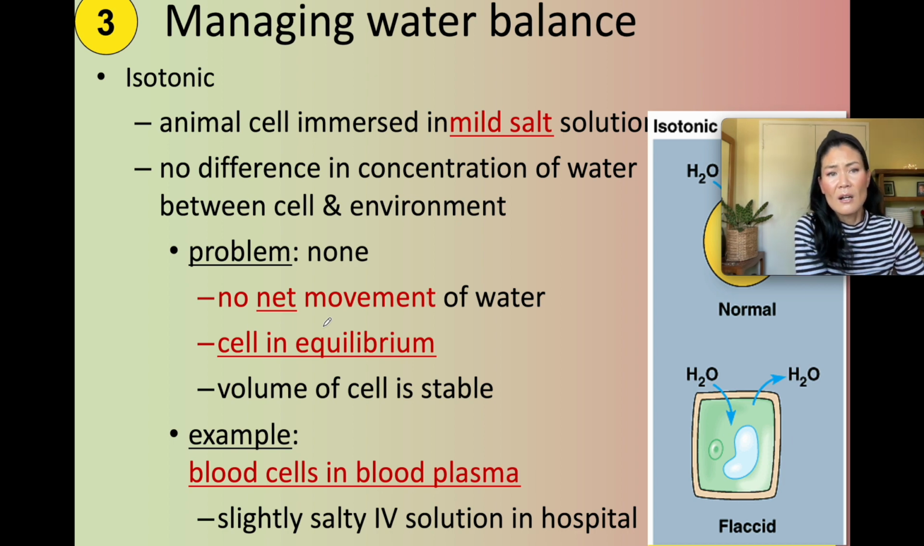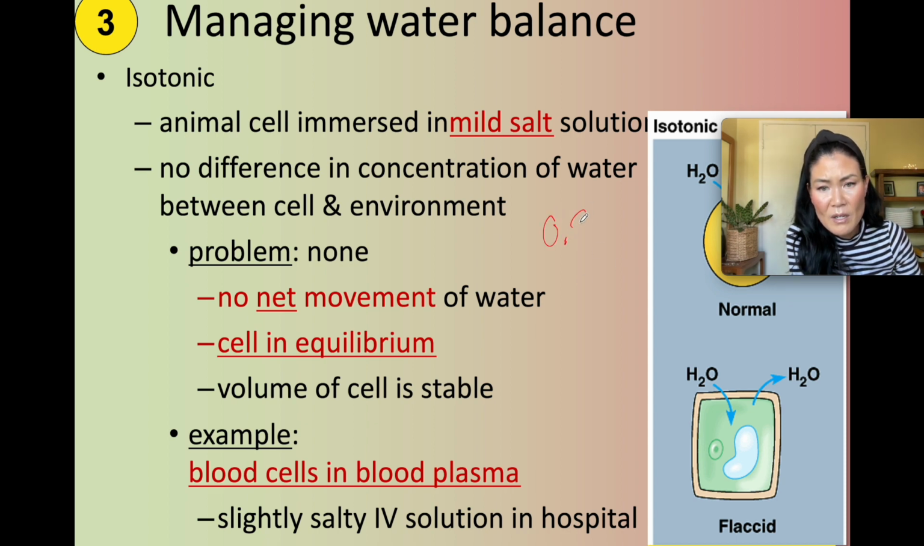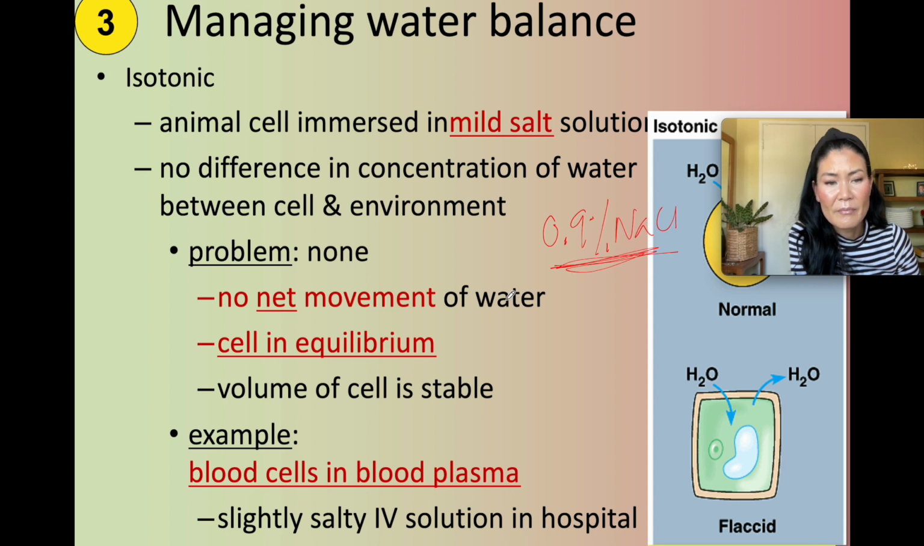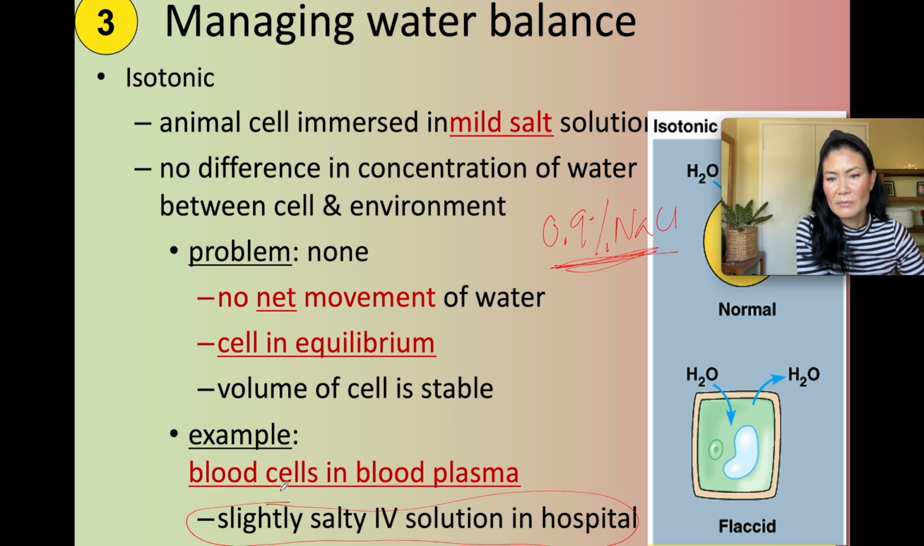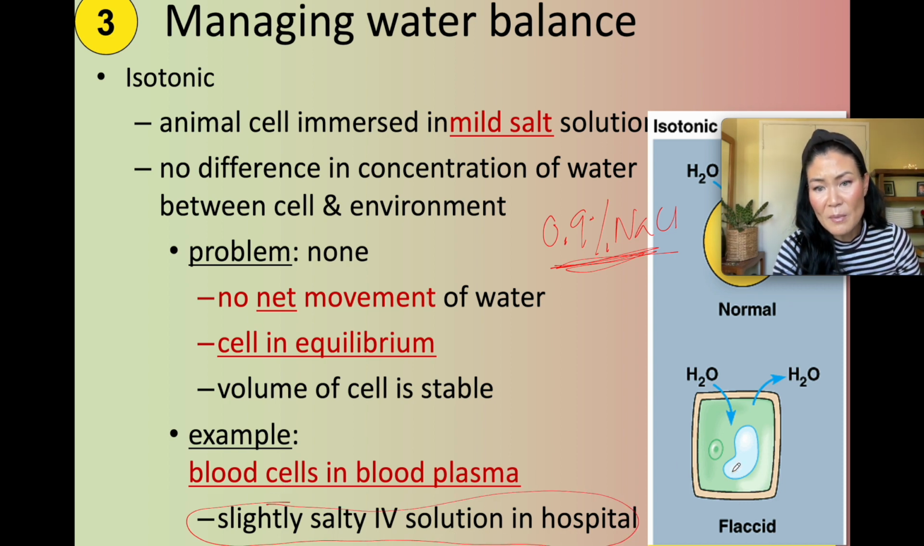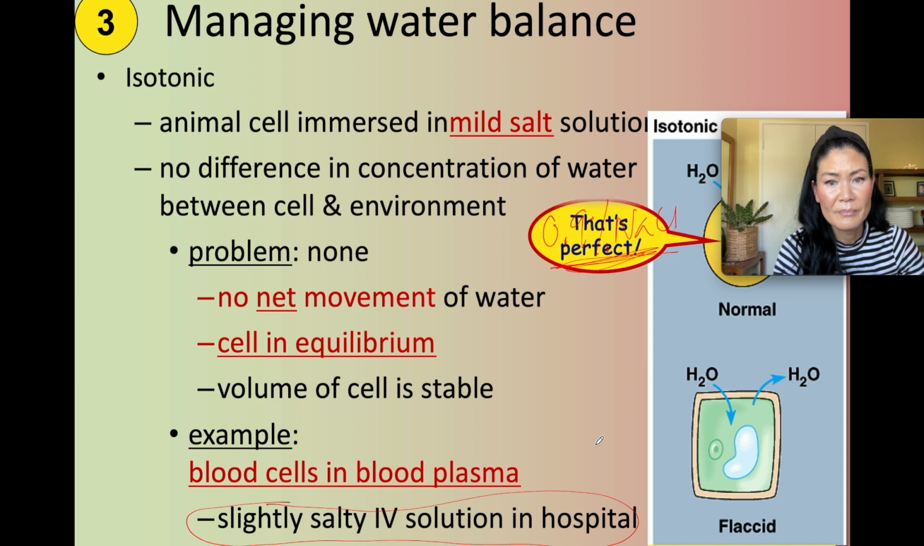Isotonic solution, animal cells are normal in an isotonic solution. Like when you go to the hospital and you are hooked up to an IV, right? An IV solution is basically water with salt in there. The IV bag will say 0.9% NaCl, okay? That's isotonic to your blood. 0.9% NaCl is isotonic to your blood. And so that's down here, a slightly salty IV solution in the hospital. And plant cells, they don't prefer to be in isotonic. What's most beneficial to plant cells is being in a hypotonic solution.